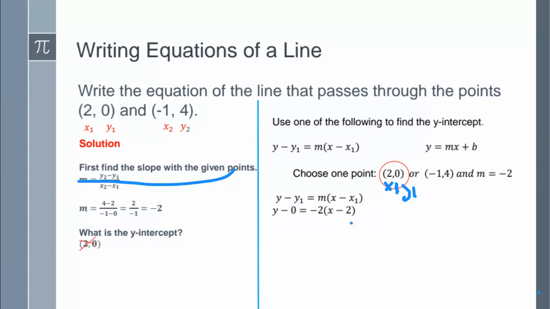Let me get it again. So we're going to have y minus 0 is equal to, instead of -2, remember our slope was negative 4/3 x minus 2. Okay. And so if we keep working this, then we can now solve for y.